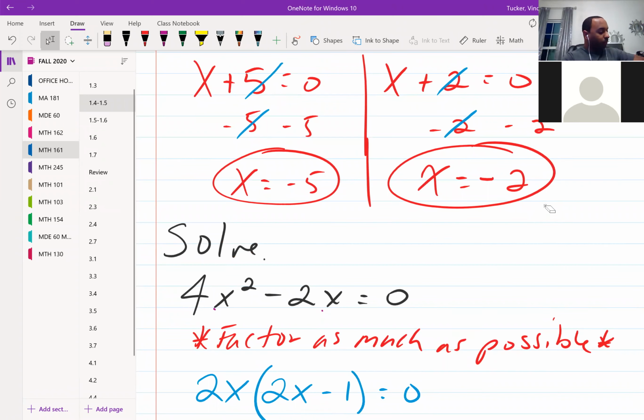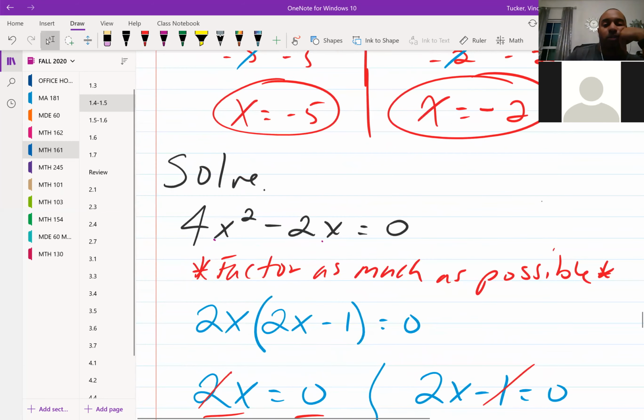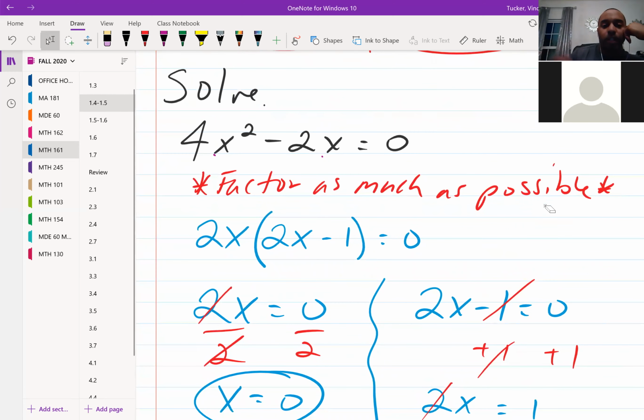All right. So the first one, we have 4x squared minus 2x equal to 0. We want to factor as much as possible. So what I did here was I factored out 2x as a GCF, greatest common factor of 2x. And that left me with 2x minus 1 in the parentheses. After that, I would set each part equal to 0 and then solve.